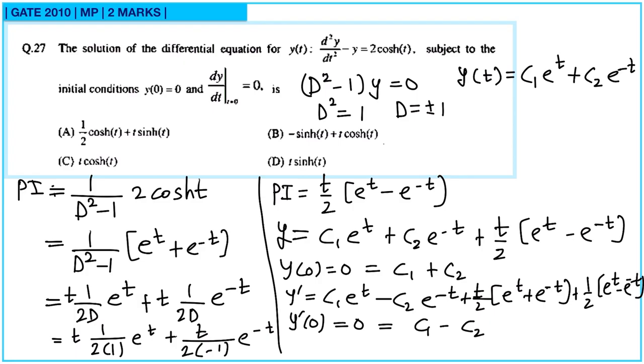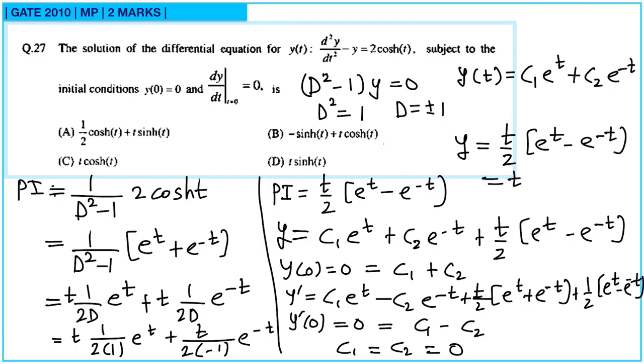So c1 plus c2 is 0, c1 minus c2 is 0. That means c1 is equal to c2 is equal to 0. So this first part of the solution is 0 only. So finally y is equal to t by 2 into e raised to t minus e raised to minus t, which is equal to t into sine hyperbolic of t. That will be the final function. So option D is correct here.